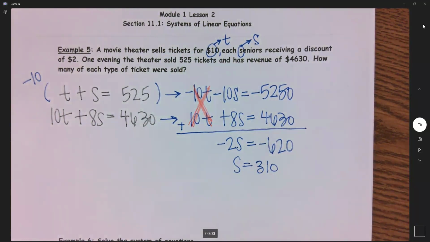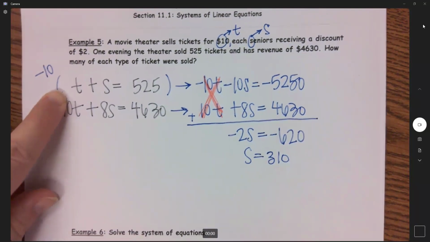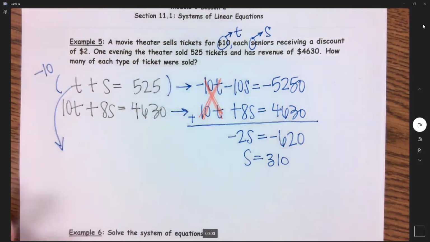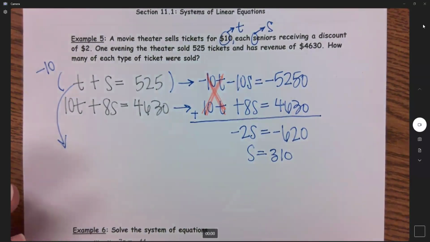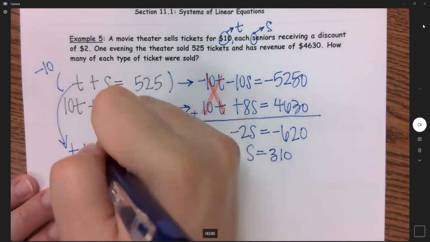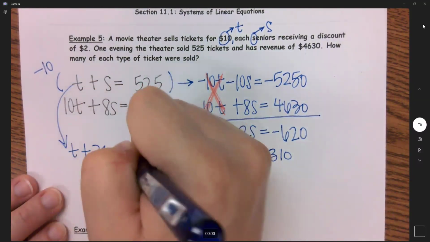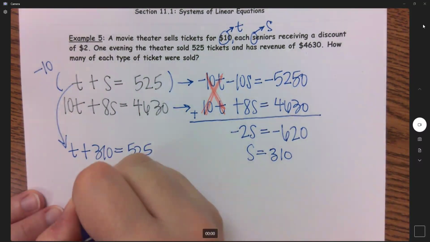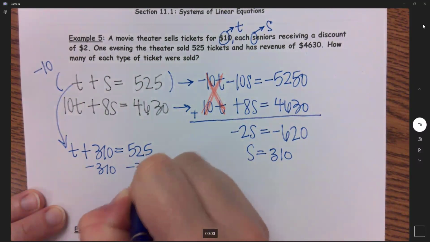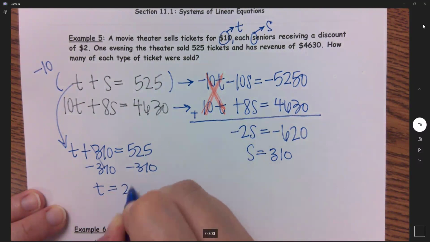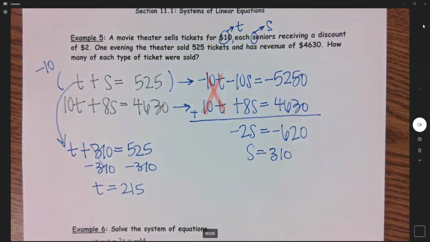That is only half of my answer. We need to substitute that back in, or you can figure it out logically. Do it in the top one, T plus S equals 525. We have T plus the S we just found, 310, equals 525. Subtract your 310 over, and T equals 250.